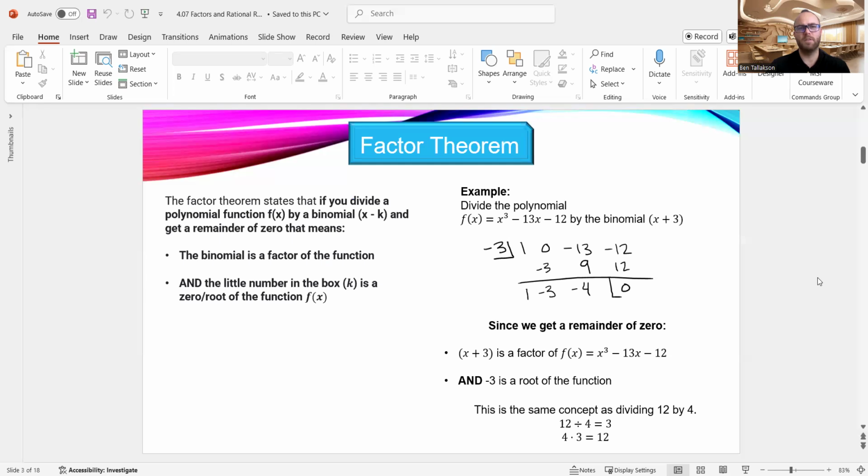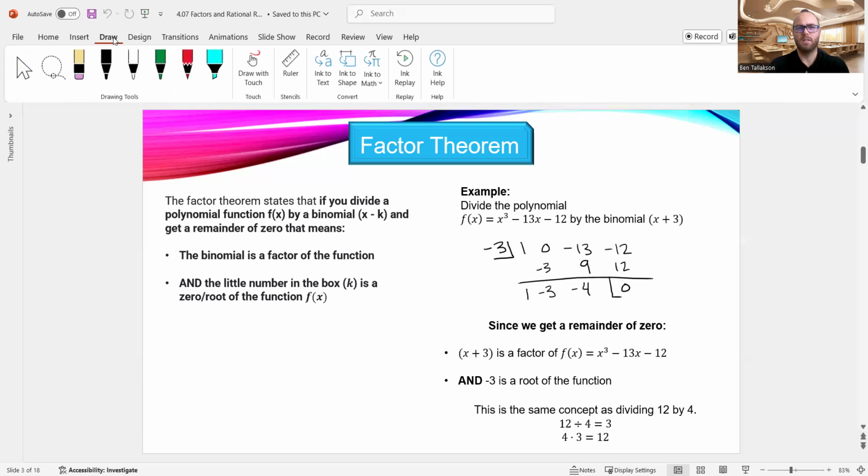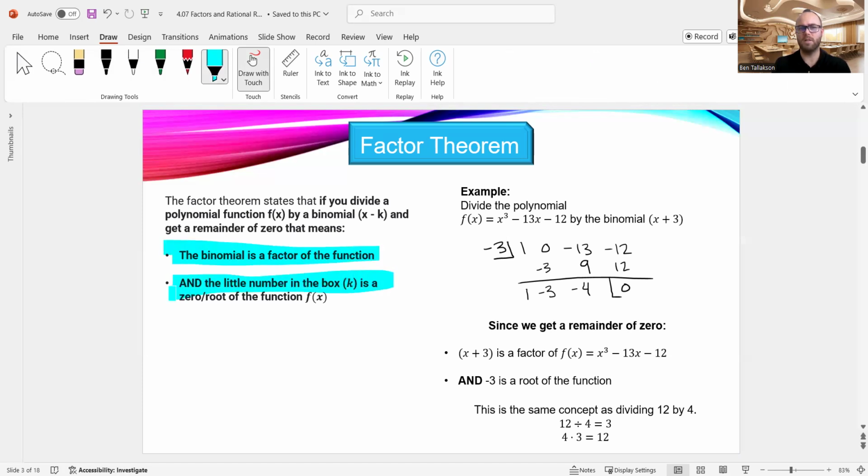The factor theorem states if you divide a polynomial, let's just call that polynomial function f of x, by a binomial in this form, x minus k, and get a remainder of 0, then that means two things. The binomial is a factor of the function, and also the little number in the box is a root of the function. So this is very helpful stuff.